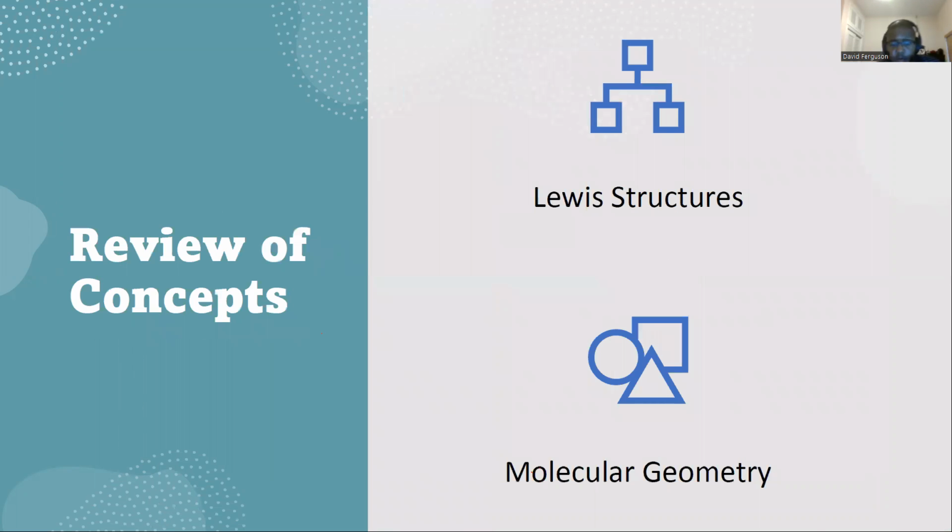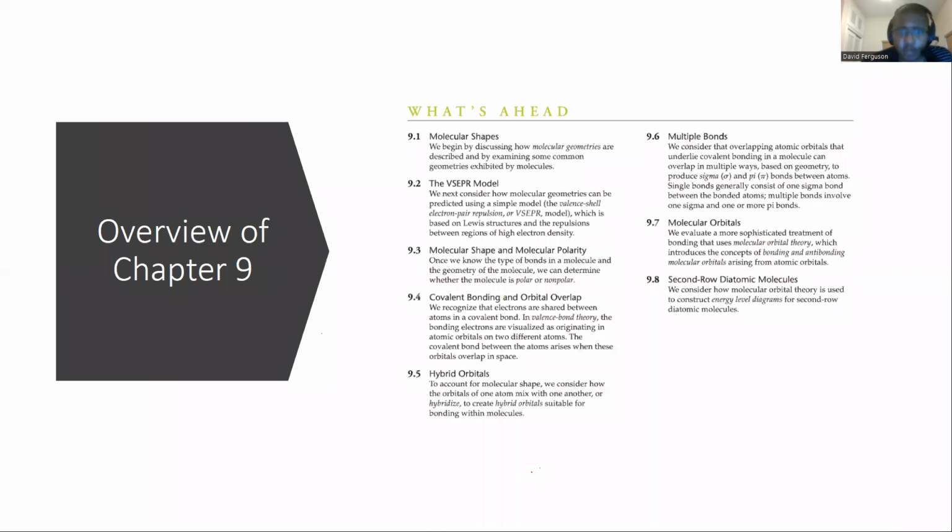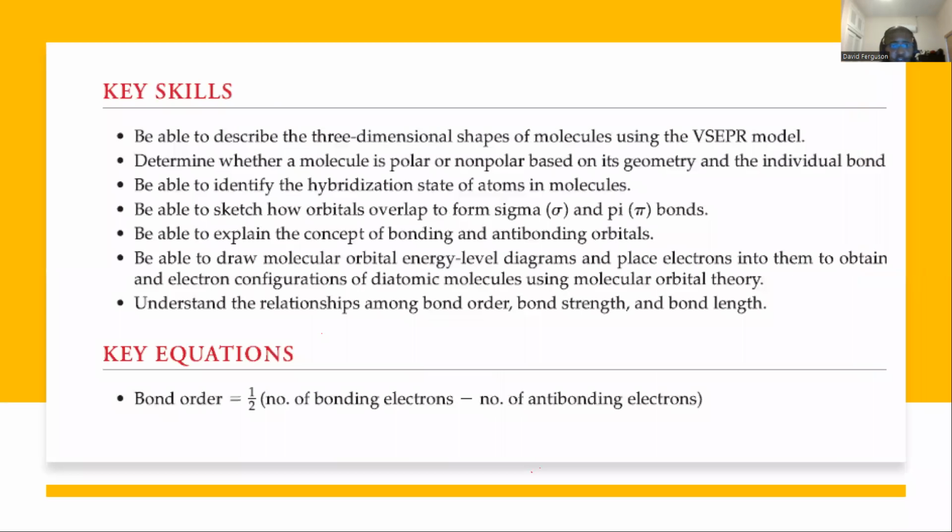So let's talk about Lewis structures and molecular geometry. So we're in chapter 9 in Chemistry Essential Science. I want you to be able to understand and describe three-dimensional shapes of molecules using the valence shell electron pair repulsion theory. It's also called the Gillespie-Nyholm theory. Determine whether a molecule is polar or non-polar based on its geometry and the individual bonding arrangements. Be able to identify the hybridization state.